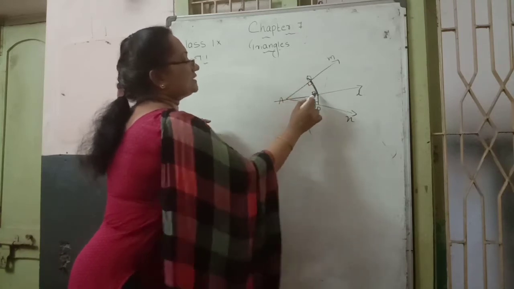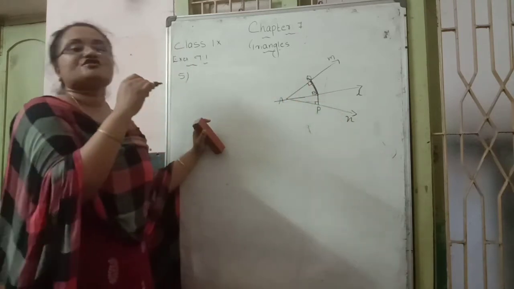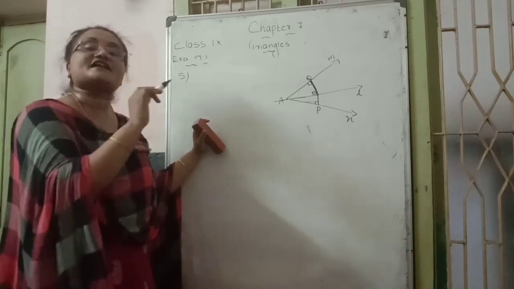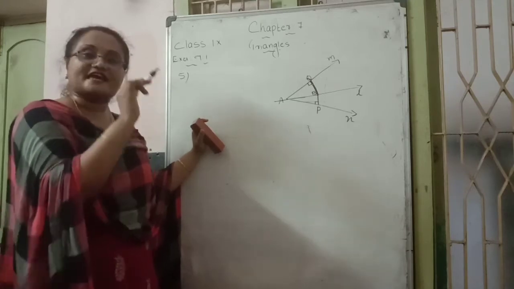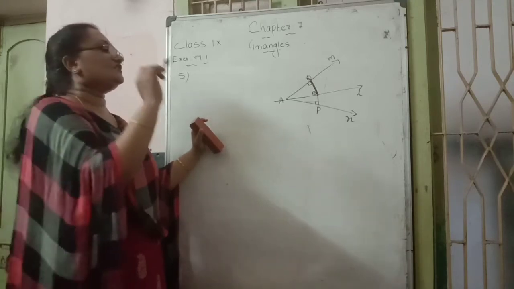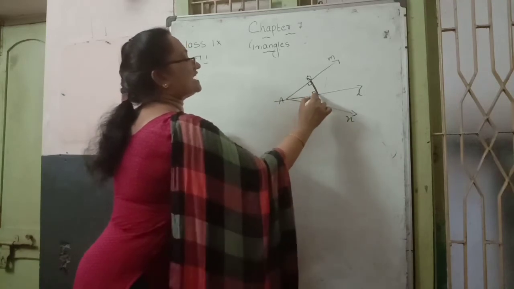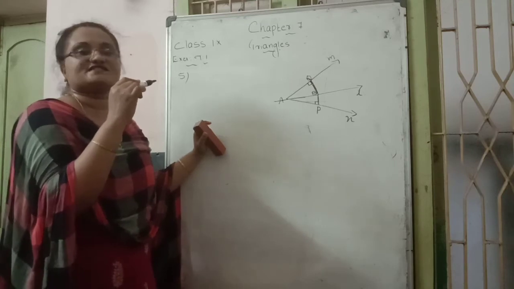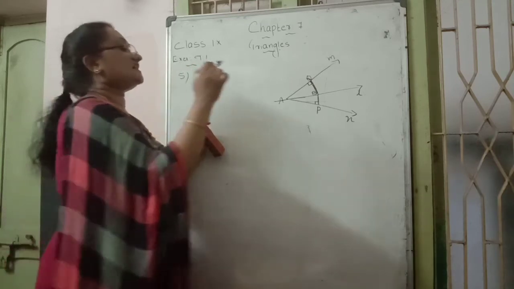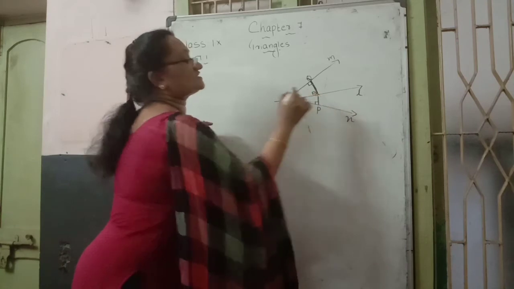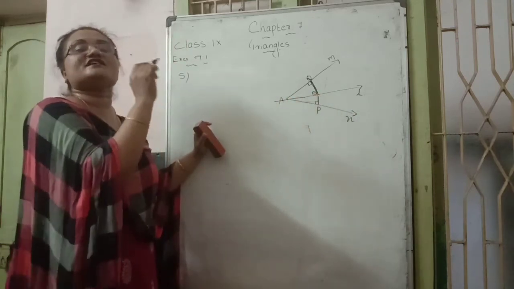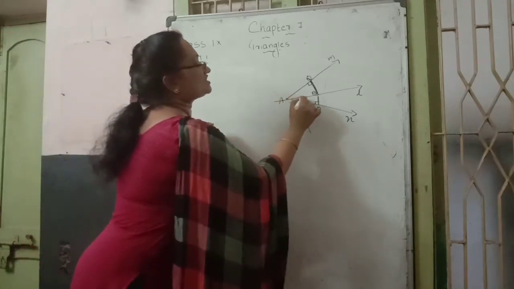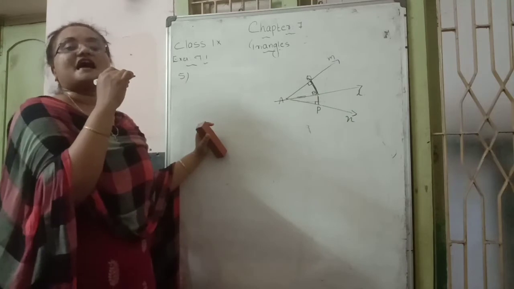BAQ and BAP are the two triangles. They ask us to prove the two triangles are congruent. In the same way, in the second part we want to prove BP and BQ are equal. The two sides are equal, or otherwise, B is at equidistance. Equidistance means equal distance from the arms of angle A.